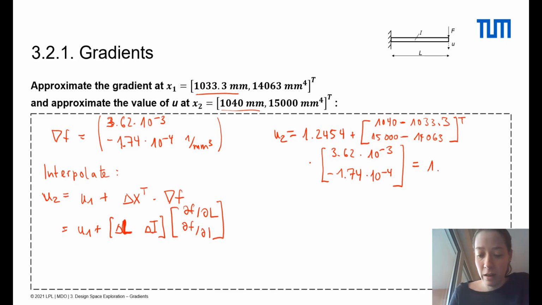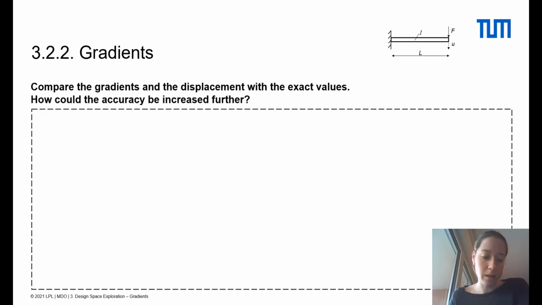And we finally get 1.11 millimeters. Now we have to compare the gradients and the displacement with the exact values. So now we remember that we actually know the formula.